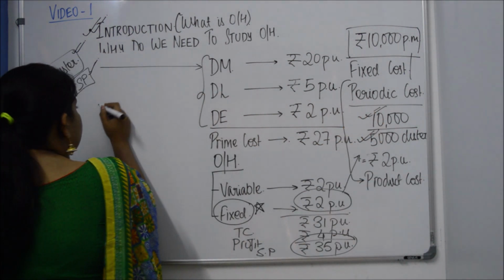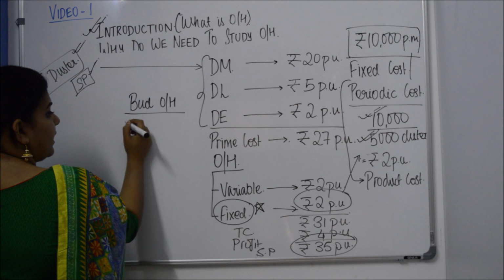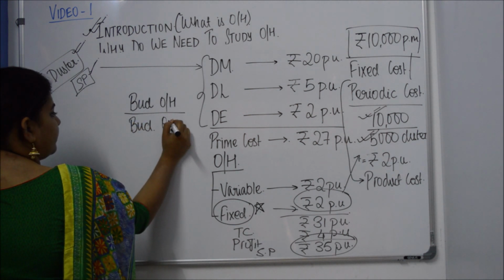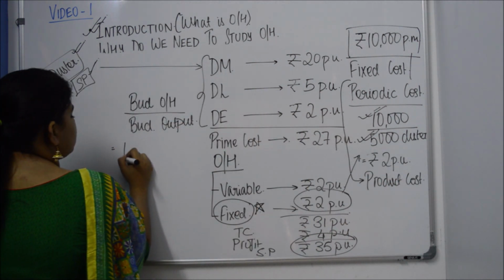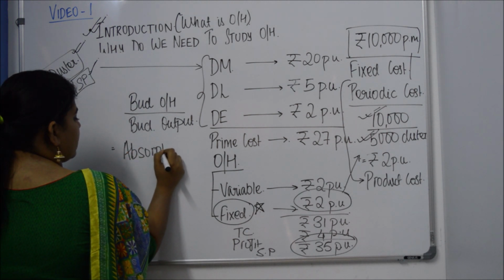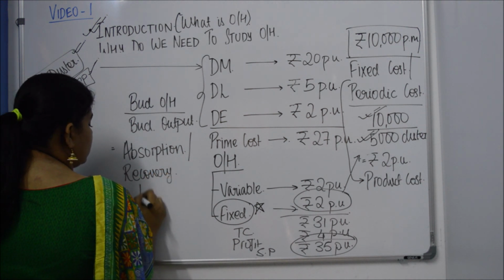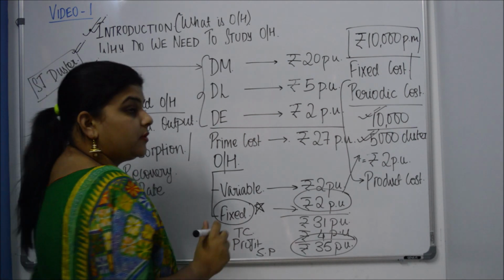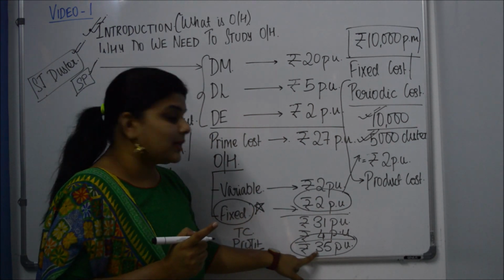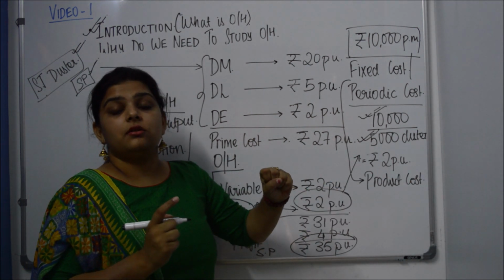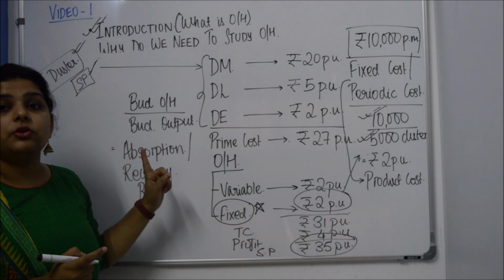So I can say that I calculated rupees 2 as budgeted overheads divided by budgeted output. And what I get is rupees 2 per unit, which is known as the absorption or the recovery rate. Why do I call it the absorption rate? Because 2 rupees I am absorbing from each unit of my duster. Out of rupees 35, rupees 2 is my absorption towards overheads from the product. That is why it is known as the absorption rate.